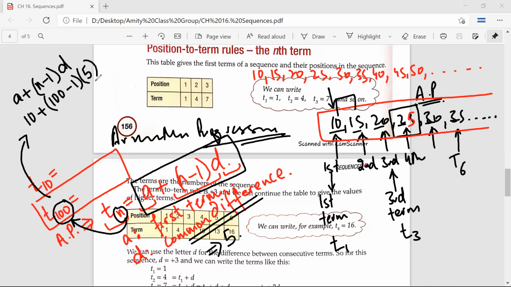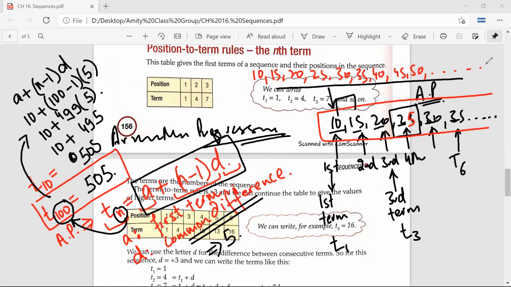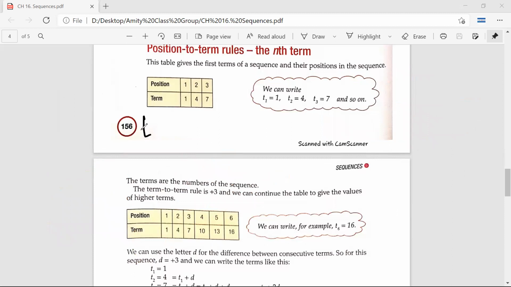Soumya ji, any doubt? Aishwarya ji, any doubt? No, sir. So 99 into 5 is 495, 10 plus 495, and this will be 505. Sanvi ji, any doubt? No, sir. So the magic of this formula is that without even writing all the 99 terms and then finding the 100th term, I have a simple formula.